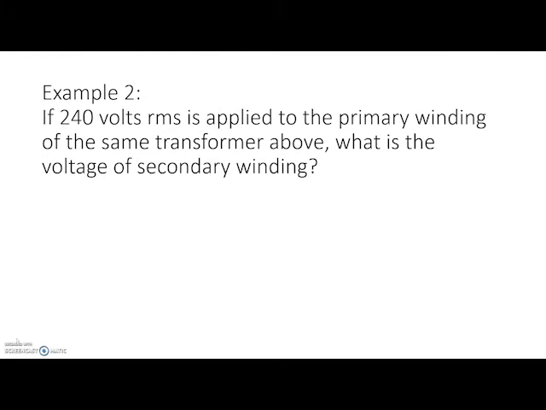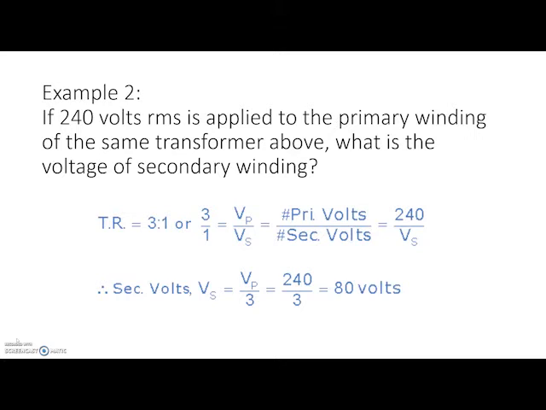The next question: if 240 volts RMS is applied to the primary winding of the same transformer above, what is the voltage of the secondary winding? The solution is, since TR equals 3 to 1, which is 3 over 1, equals Vp over Vs. Since we know that the voltage for the primary coil is 240 volts, we can substitute it into the equation, and we will get the voltage for the secondary coil, which is 80 volts.